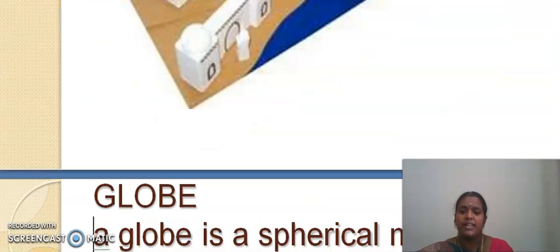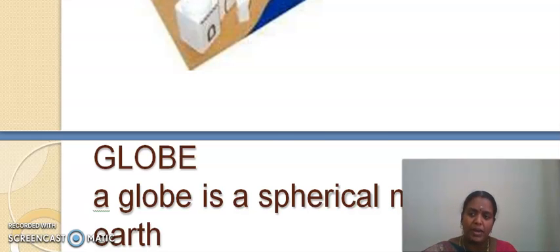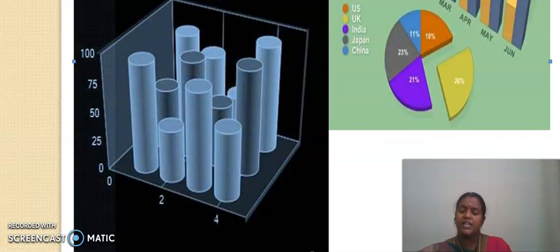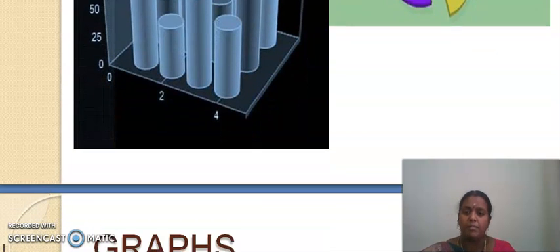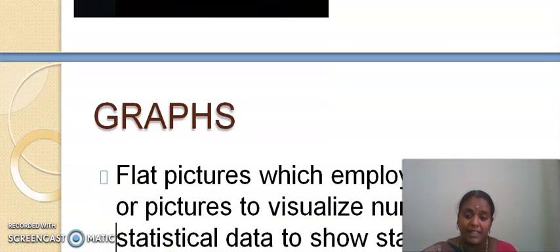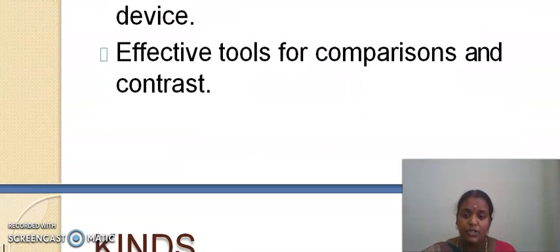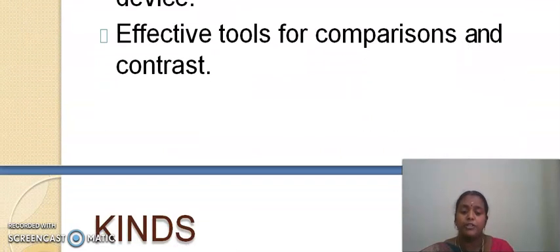Okay, and the next one is globe. As I told you, you can make use of the globes also inside your history classroom. And the charts, pie chart, bar graph, all those things you can make use of during your mathematics class, especially graphs and all. It will be used to compare two things.